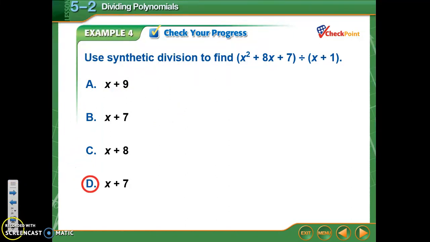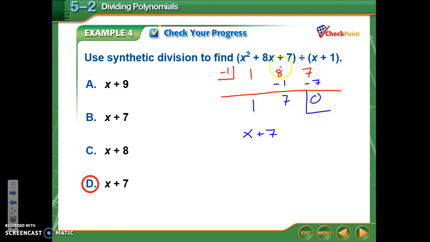Okay, your answer here should be D, x plus 7. And there is what the synthetic division looks like. Remember, this means that x squared plus 8x plus 7 divided by x plus 1 equals x plus 7. So if we think about what division means, that means that x plus 7 times x plus 1 should give me x squared plus 8x plus 7, which it does.